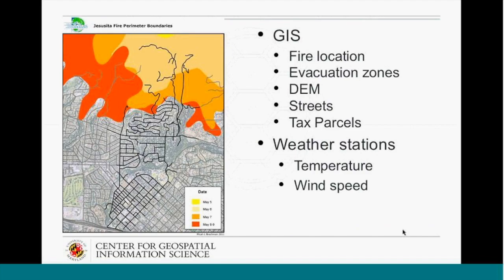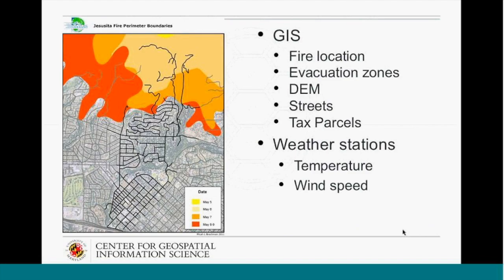Digital elevation model, obviously very useful to understand the terrain that the wildfire is occurring on and where people have chosen to locate their houses. Streets, obviously, a really critical GIS layer if you're going to understand a vehicle-based emergency evacuation. People are driving their cars away from their house.